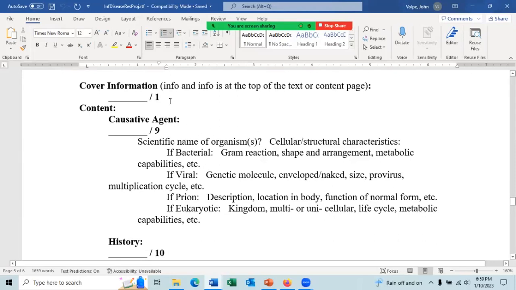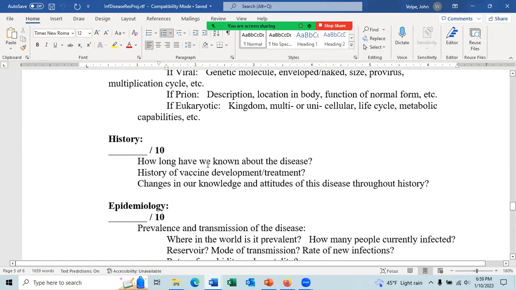The cover information will be 1 point. The causative agent will be 9 points. Like if it's a bacteria, you better put on the gram reaction, the shape, the cellular arrangement of the cells, and then whatever is important for that cell, like the metabolic capabilities, etc. Then for the history, it'll be worth 10 points. Talk about how long we've known about the disease, the history of vaccine development. And if there is no vaccine for that disease, just say there is no vaccine. History of the treatment of the disease, changes in our knowledge and attitudes of disease throughout history.